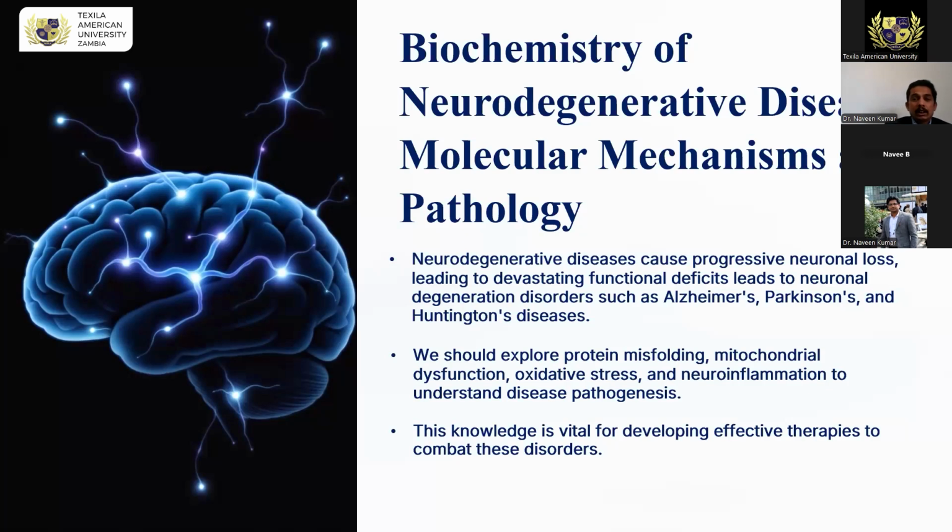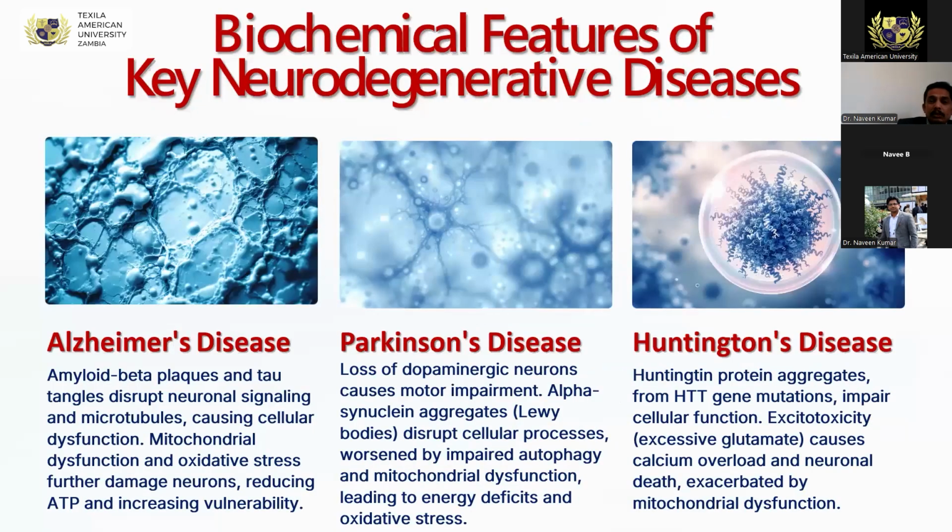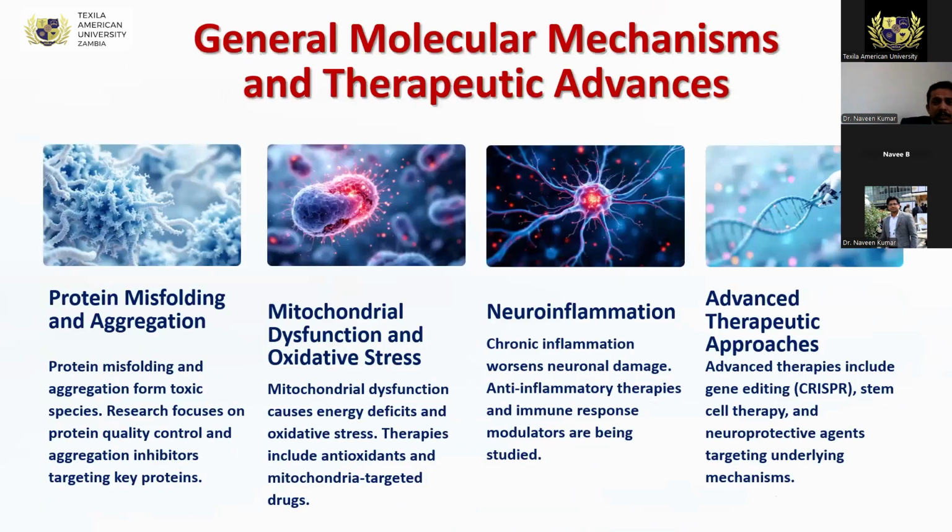It is very important to identify at the beginning stage, thereby we can stop the further progression. The key neurodegenerative diseases are Alzheimer's disease, as well as Parkinson's disease and Huntington's. A lot of research is going on at the molecular level to provide solutions to these diseases, right? And therapeutic advances, like general molecular mechanisms in this area, are protein misfolding and aggregation, right? Several molecular chaperones have been developed to treat this protein misfolding.